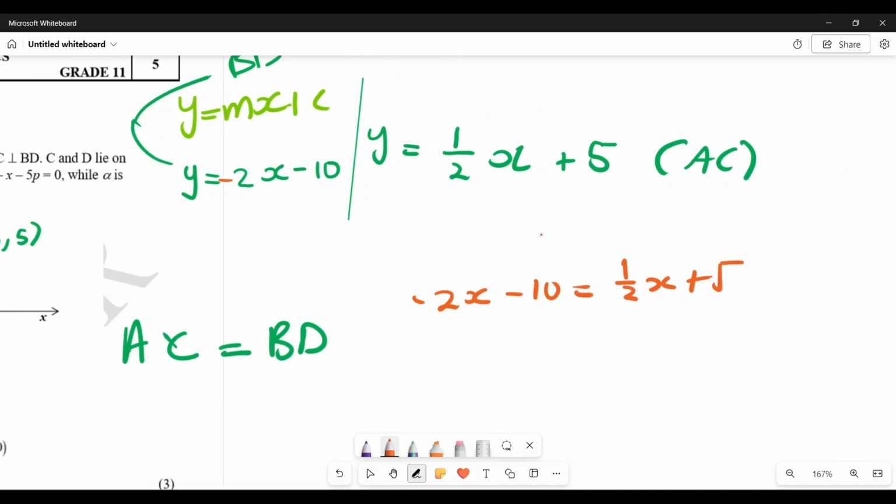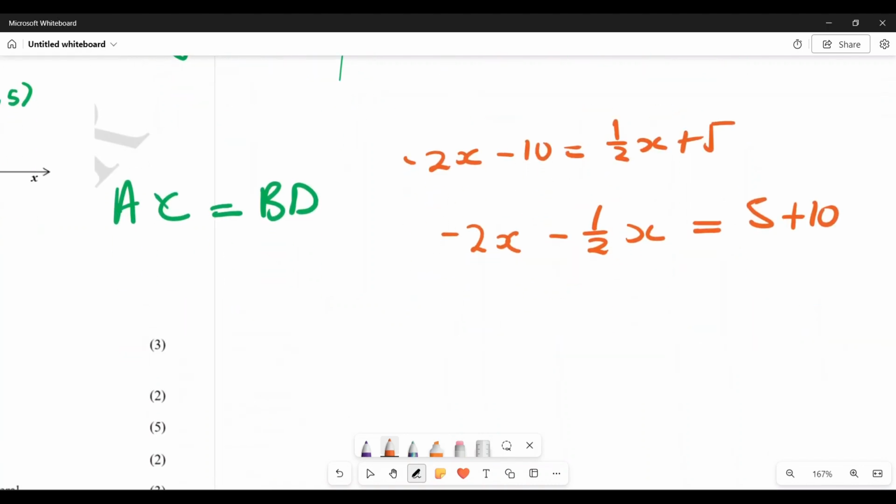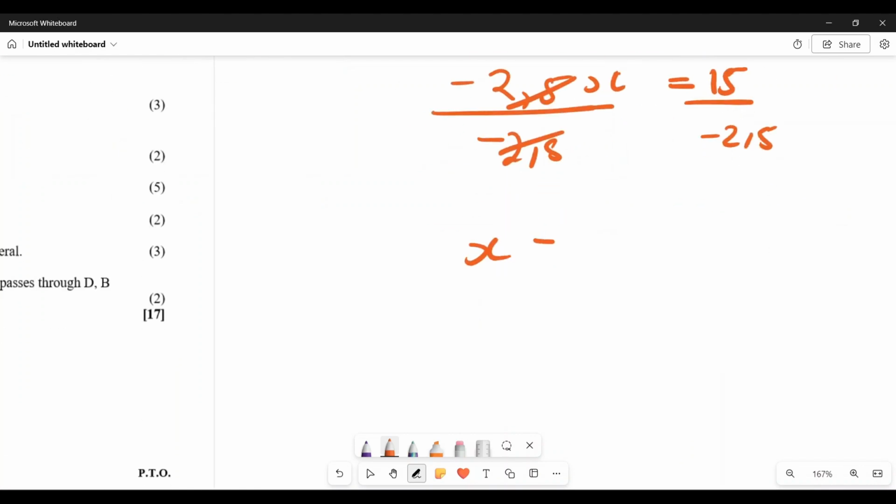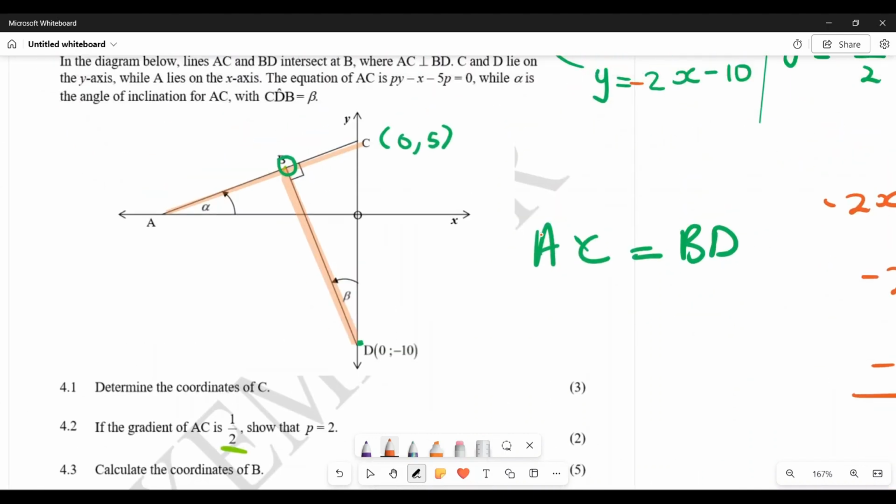Now here, grouping like terms together, right? So I'm going to say -2x, this coming to the other side is going to be -1 over 2x rather. There I have 5, and this is going to be positive 10. Now, -2 minus 1 over 2, this is going to be -2,5, x. -2,5x is equals to 15. Now, to find my x at B, I'm going to divide both sides by -2,5, so that these two could cancel out one another, right? And my x would be 15 divided by -2,5, and this would be equals to -6. So my x at B is going to be -6.